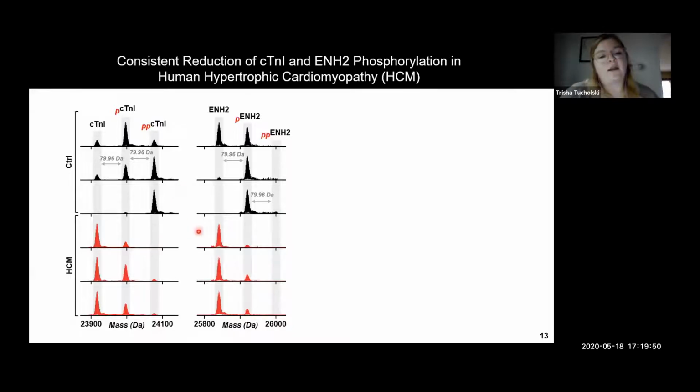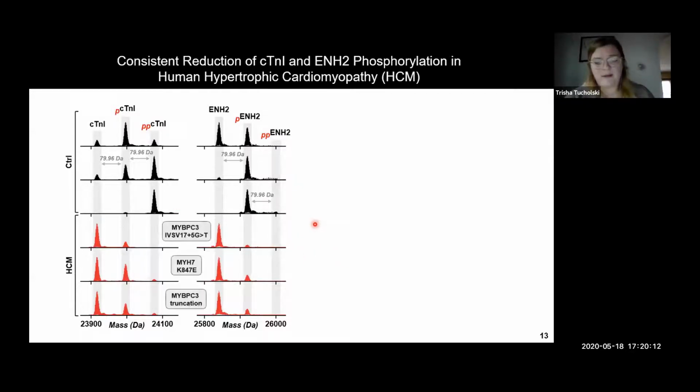So this is not a new finding, but what was a new finding was when we looked at ENH2, which is a Z-disc protein, it comes from the gene PDLIM5. We could also see 3 different proteoforms for this protein. So you see the unmodified, phosphorylated, and bisphosphorylated form. And you also see this decrease in phosphorylation in the HCM samples. So that was really interesting.